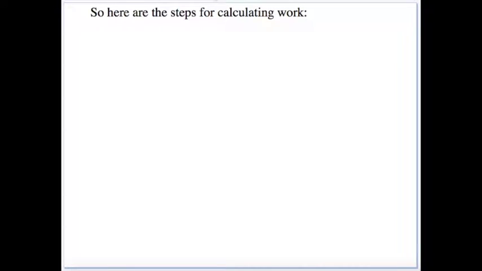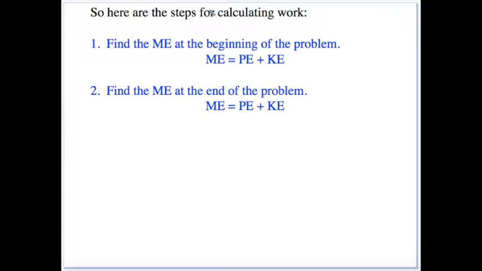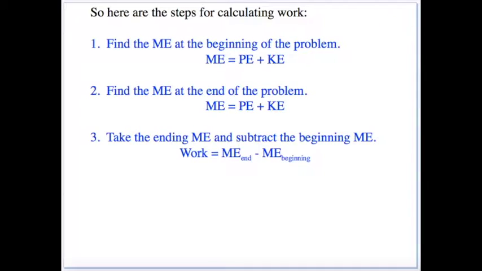So here are the steps for calculating work. First, you're going to find the mechanical energy at the beginning of the problem. Remember that mechanical energy is the potential energy plus the kinetic energy. Then you're going to find the mechanical energy at the end of the problem. Third, we take that energy from the end of the problem and subtract the energy from the beginning. So we got the ending mechanical energy, subtract the beginning mechanical energy, and that's the work.